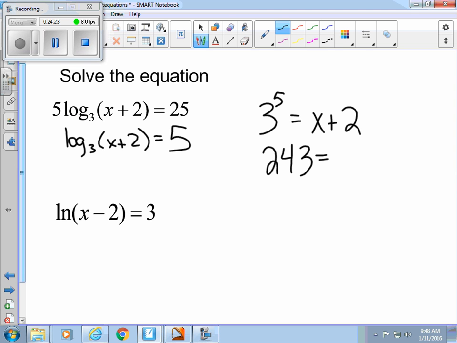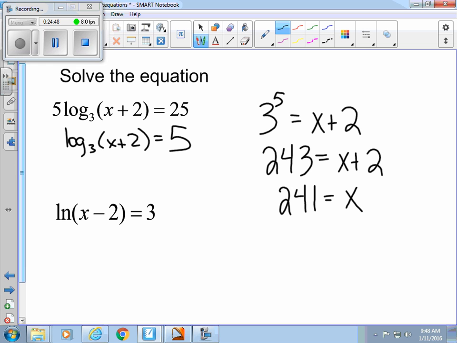That was a calculator answer, I'm sure. Now you could do it in your head, but remember, your head is great, the calculator is great, best when used together. 3 to the 5th, I pick it up. Subtract 2. X is 241.